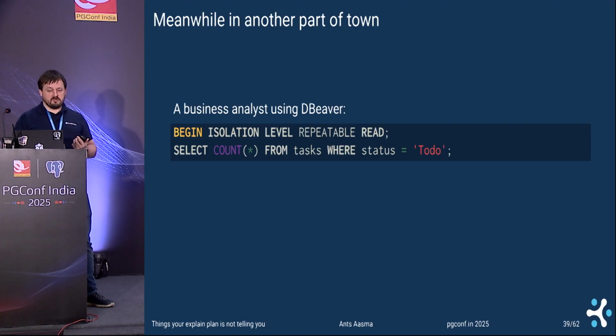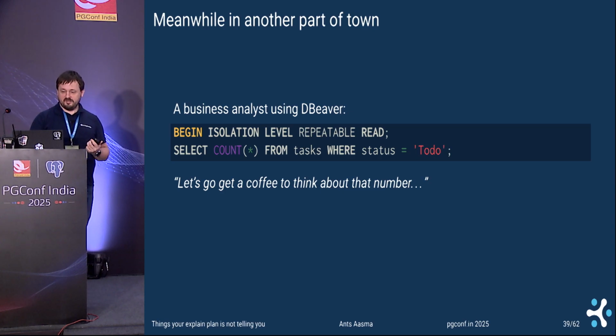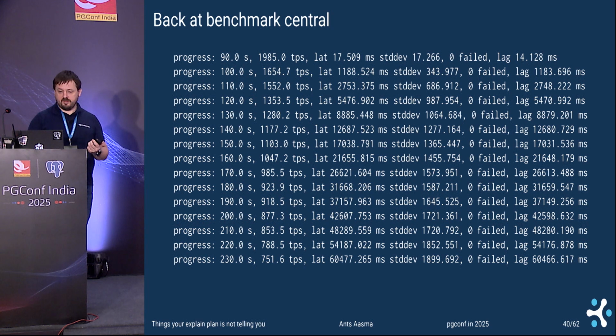But now there's a business analyst that is using a tool that is notorious for leaving transactions open, and they are running this transaction where they select the count star from the tasks, and then they go away and have a coffee to think, is that count the correct number or not? But this leaves the transaction open.